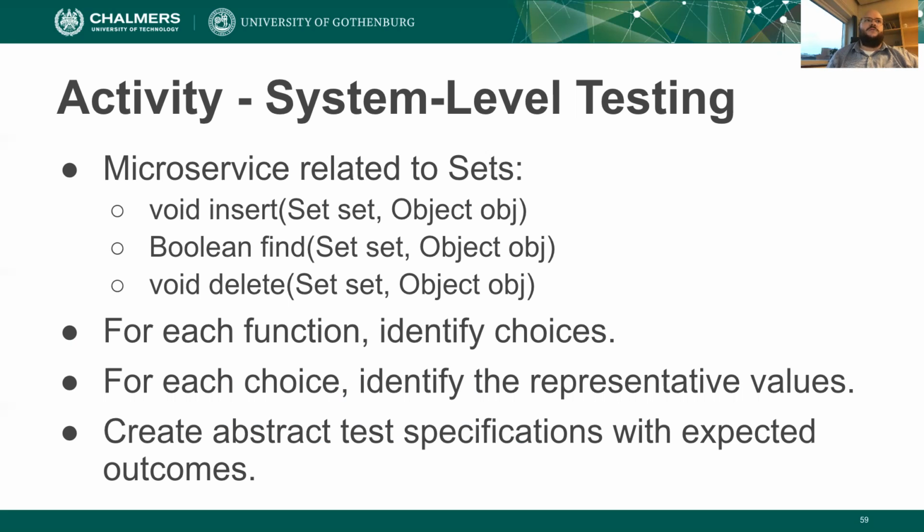And so what I'd like you to do is come up with abstract test specifications, those test recipes for this, using the same process we talked about, right? You have 3 independently testable functions here: insert, find, and delete. Now, for each of those, identify the choices you make when you're testing. What do you have control over? And for each of those choices, identify the representative values you can feed in for that choice, right? And then combine those to form your abstract test specifications. For each of those, I want you to state the expected program output, right?